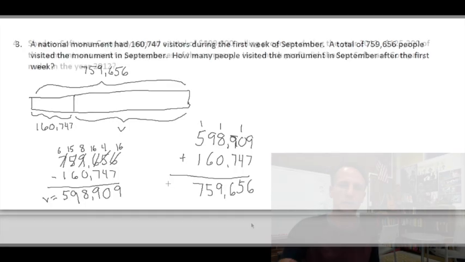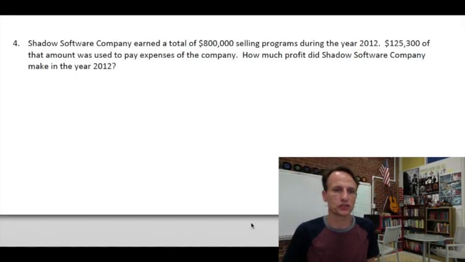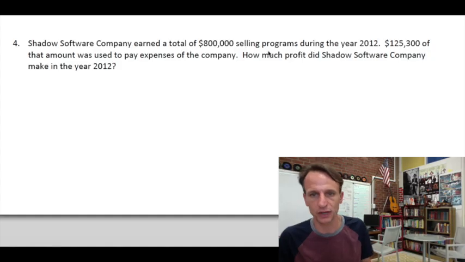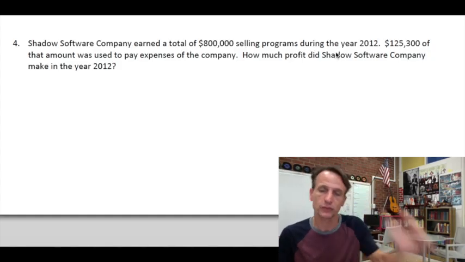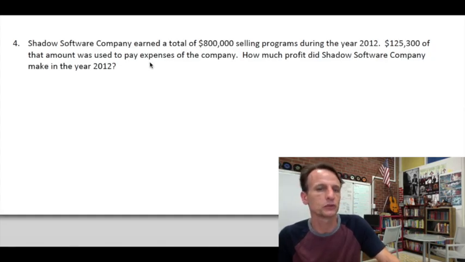On to number 4. Now this question is lurking in the shadows. Shadow Software Company earned a total of $800,000 selling programs during the year 2012. Good job, boys. $125,300 of that amount was used to pay expenses of the company. How much profit did Shadow Software Company make in the year 2012?